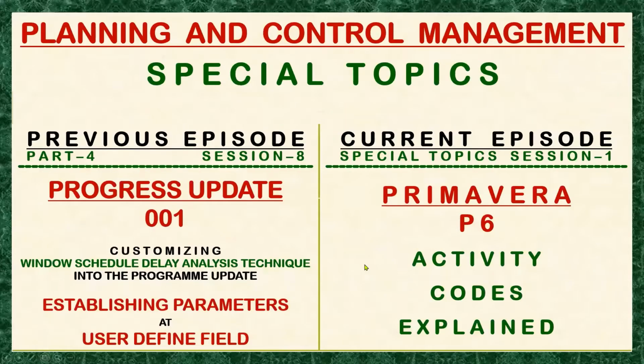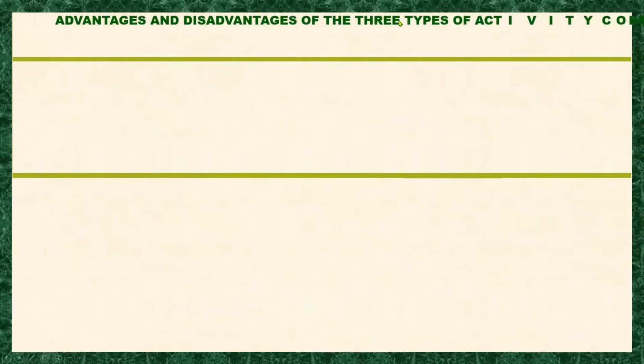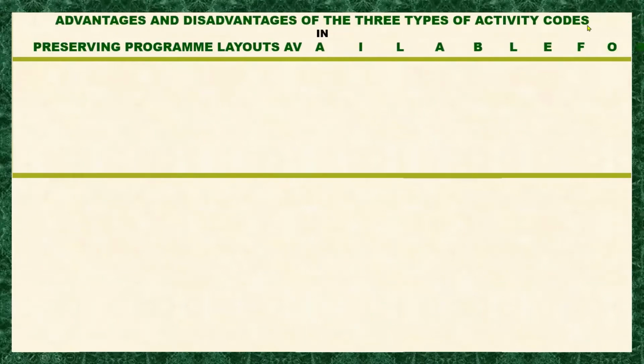Okay, here we go. Now here's the blank page for our matrix. So let me show first, okay, let's run it. This is the advantages and disadvantages of the three types of activity codes in preserving program layouts available for the replicated programs.